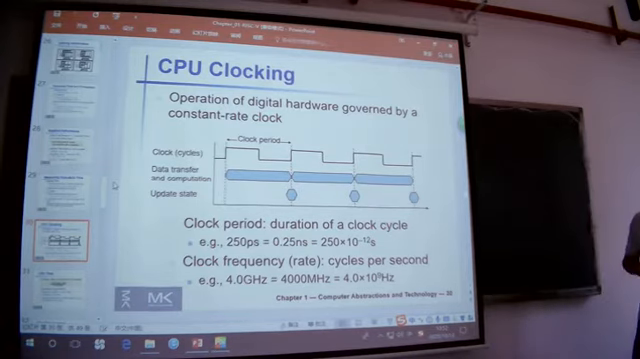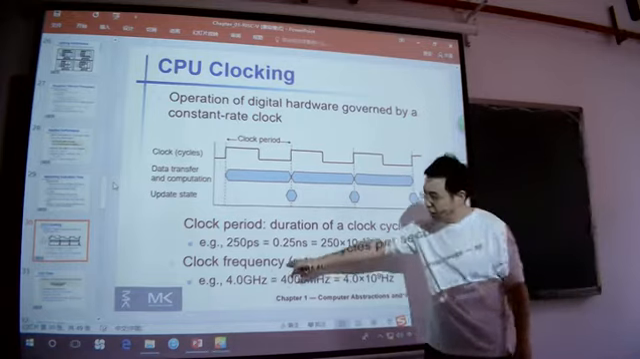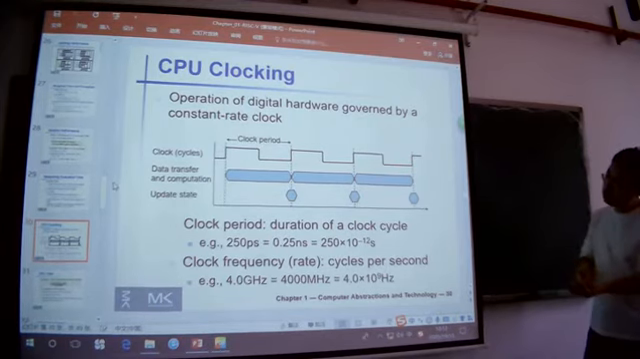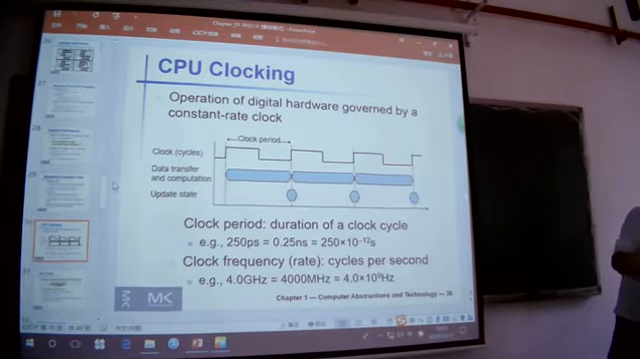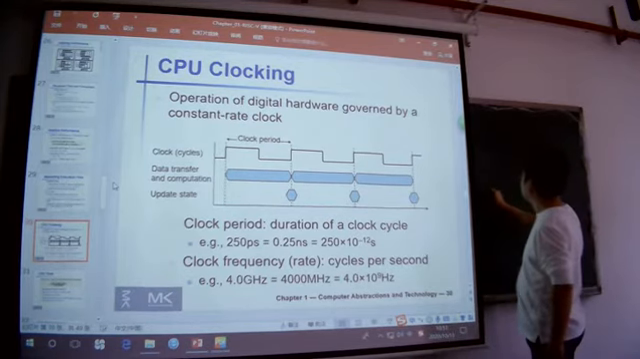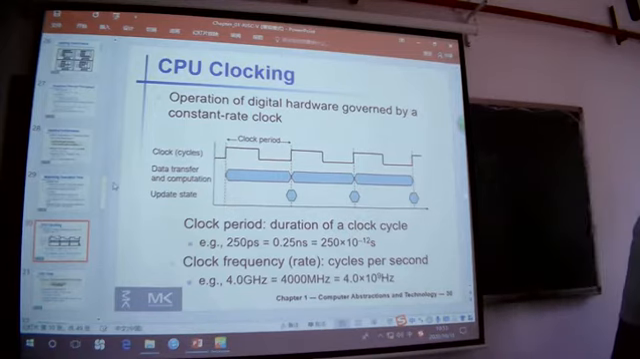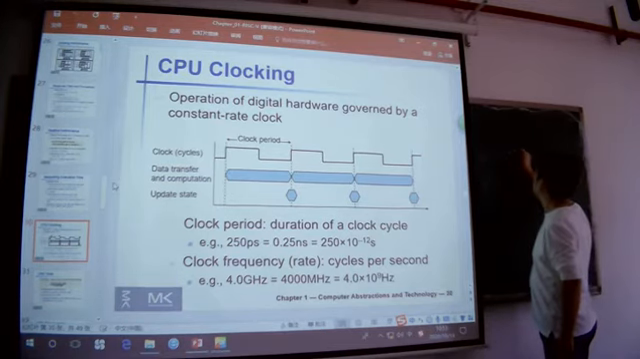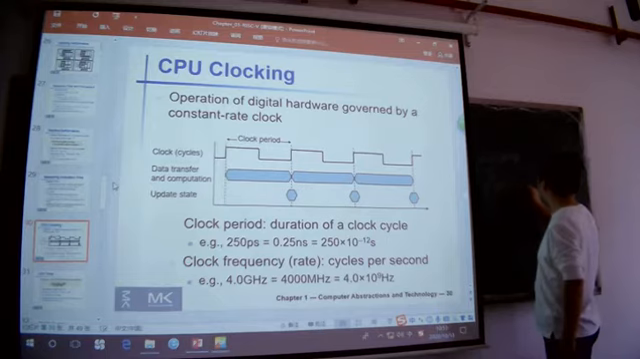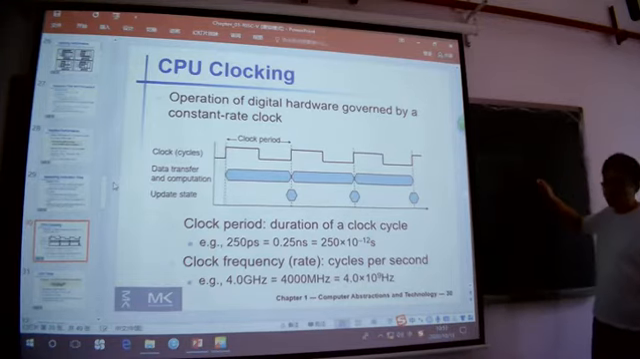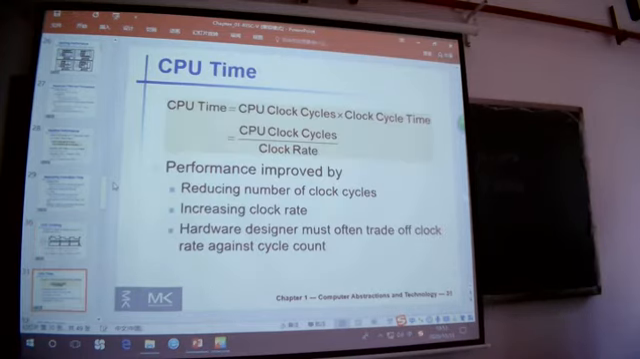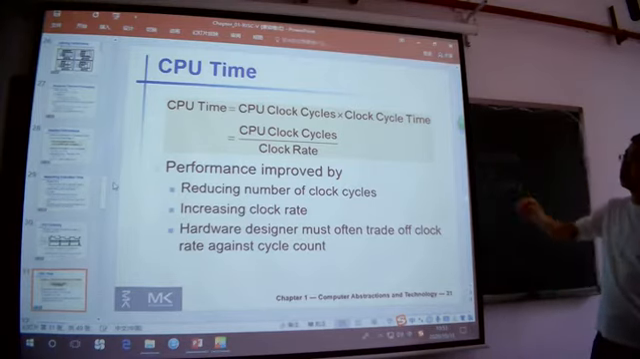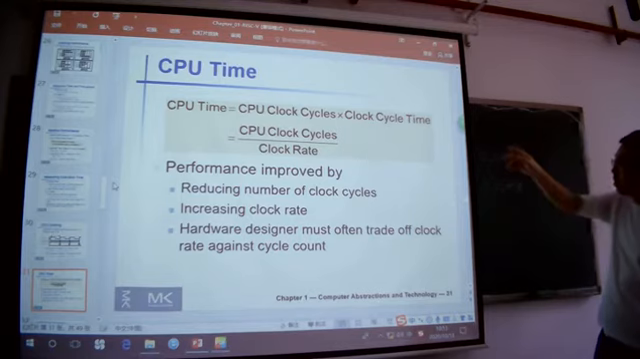In computers, we can find the popular frequency is 3 or 2.8 gigahertz, 2.5 like that, from 2 to 4 in this scale. Gigahertz is very popular. Here is the upper, here is the lower. So the CPU time can be computed by this equation: CPU time equals CPU clock cycles.